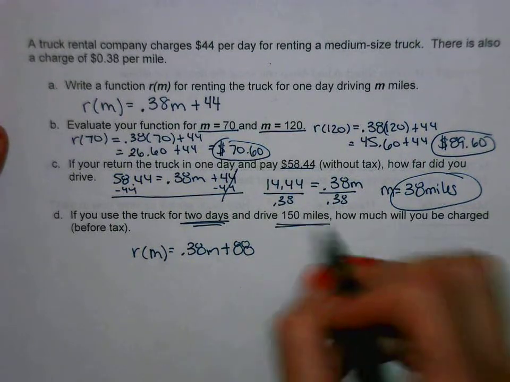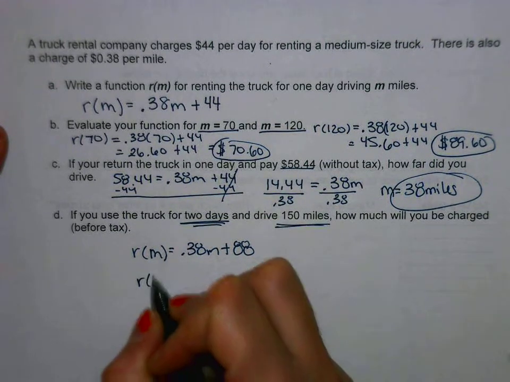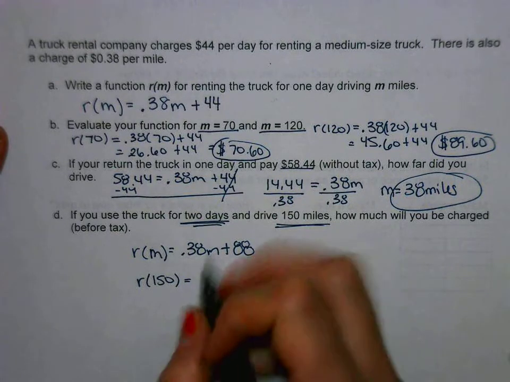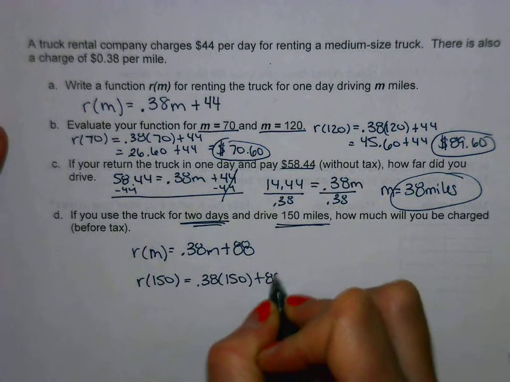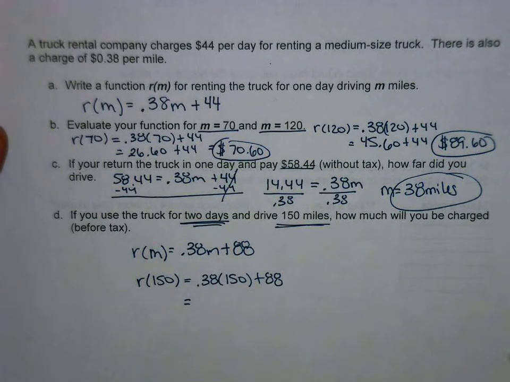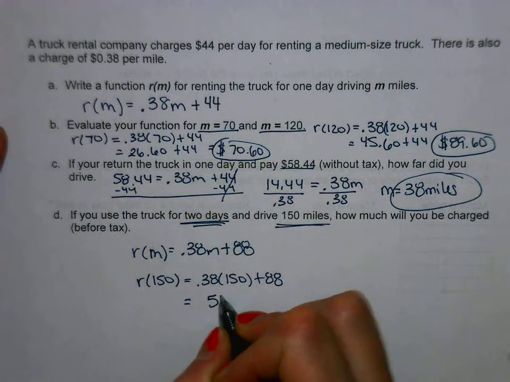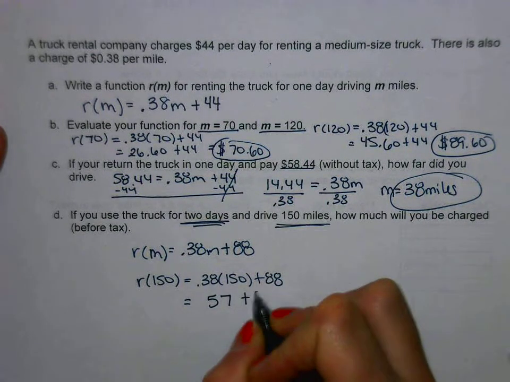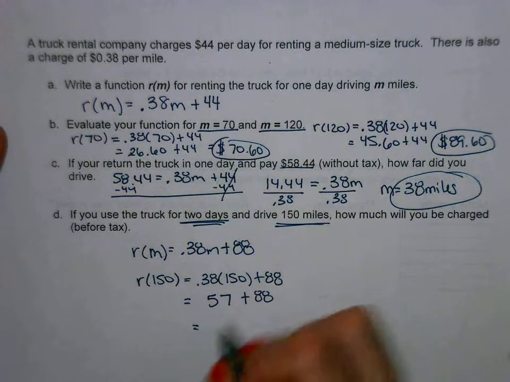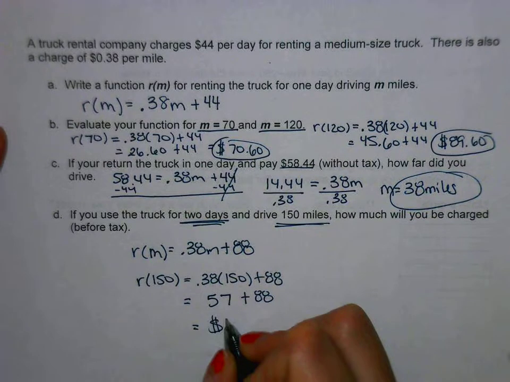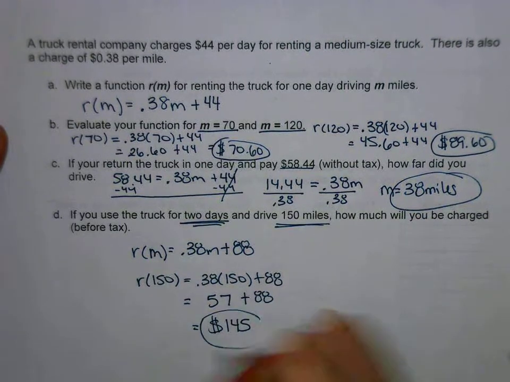And we drive 150 miles. So how much will it cost us if we have it for 2 days, and between those 2 days we drive 150 miles? So in order to solve this, 38 cents times our 150 miles that we drove is $57 plus our $88. So that means for 2 days and driving 150 miles, we have to pay $145.